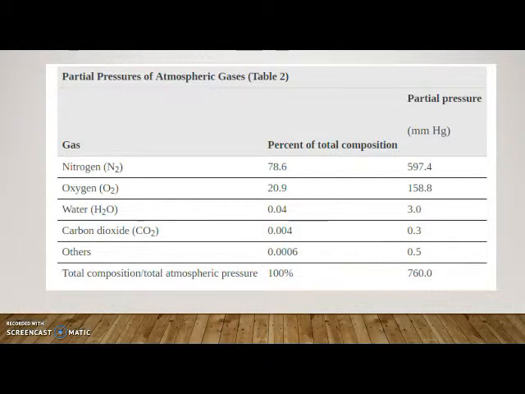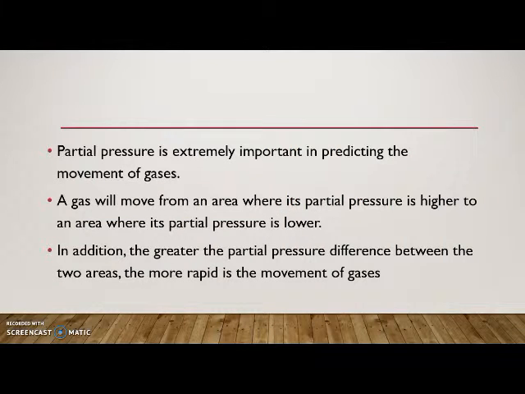The table shows the partial pressure of atmospheric gases. Atmospheric gases include nitrogen, oxygen, water, carbon dioxide, and other gases. The nitrogen has the highest partial pressure in the atmosphere, followed by oxygen, water, carbon dioxide, and the others.